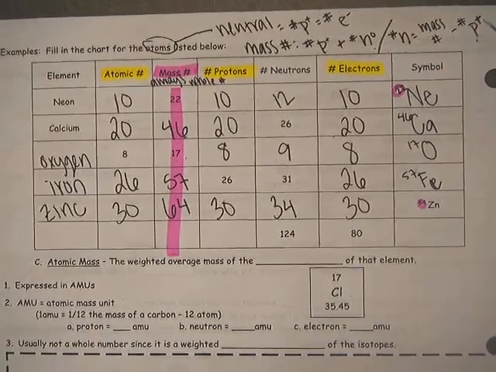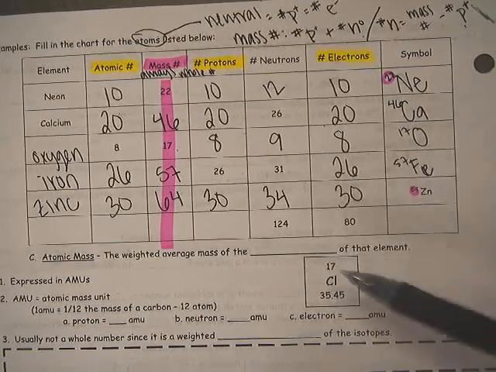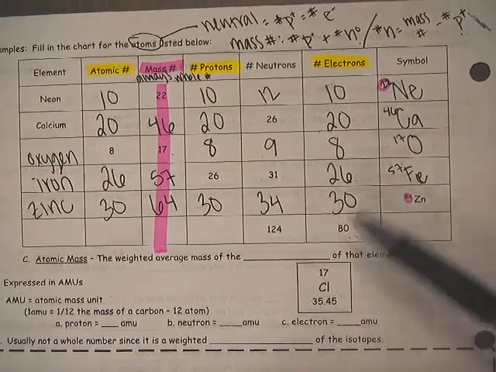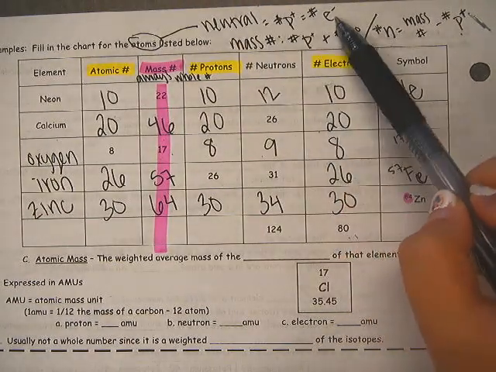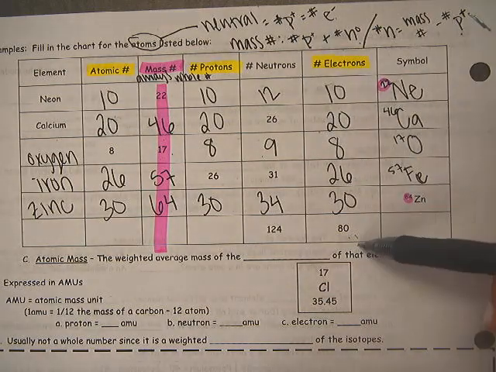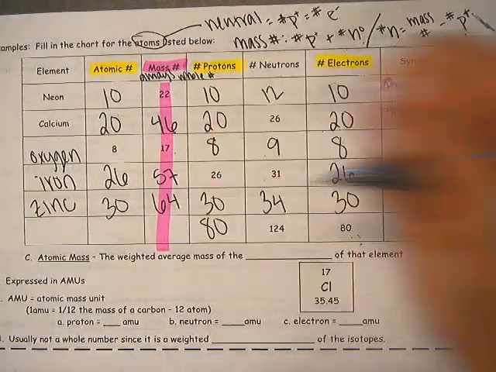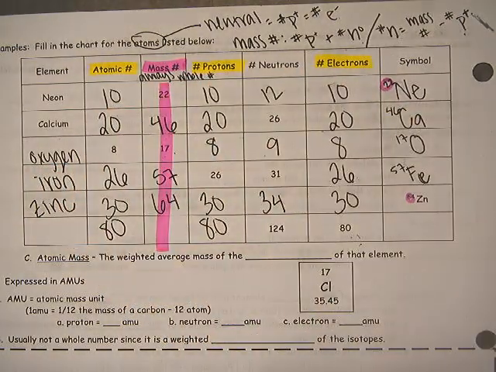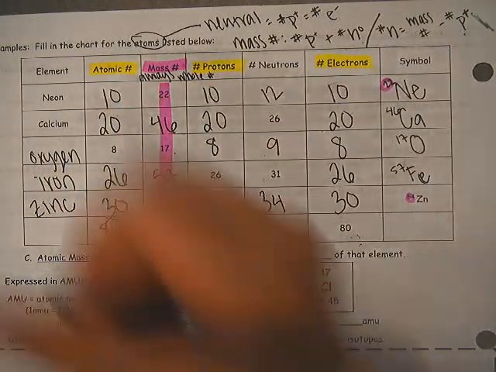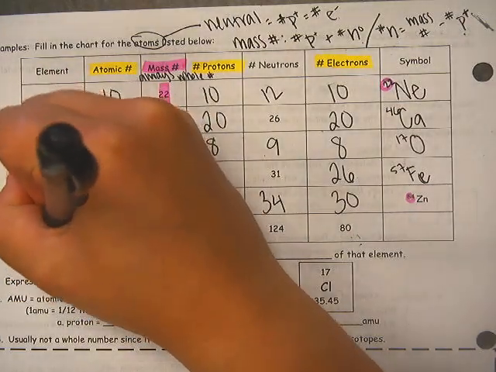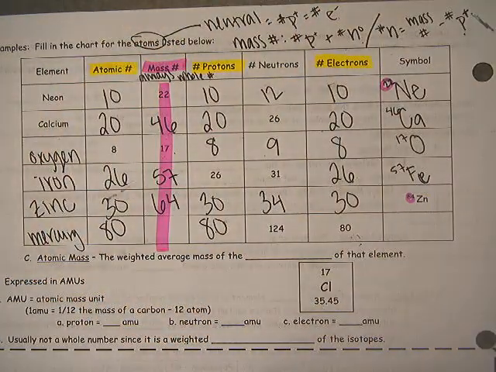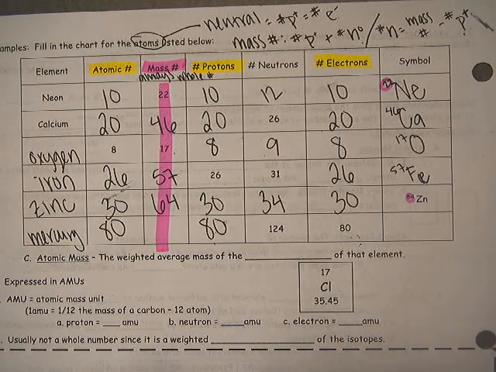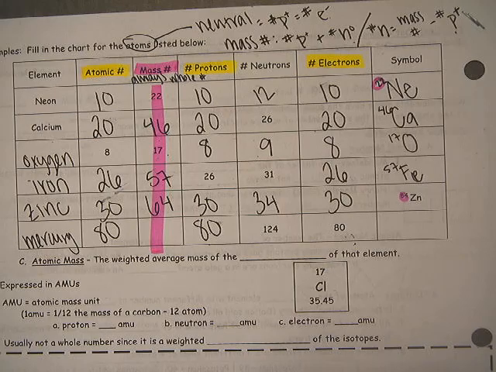And then my last example is something that has 80 electrons. The only way that we're able to do this is by knowing that it is electrically neutral, so my electrons will equal my protons. So 80 electrons, I would also have 80 protons. If I have 80 protons, my atomic number is 80, and what element is that? Mercury. If I have 80 protons and 124 neutrons, what is my mass number? 204.